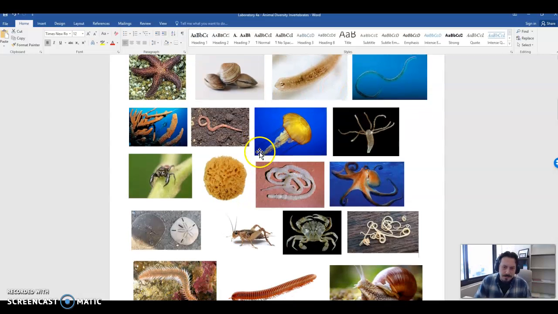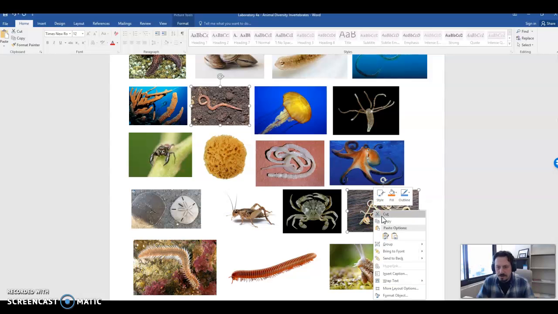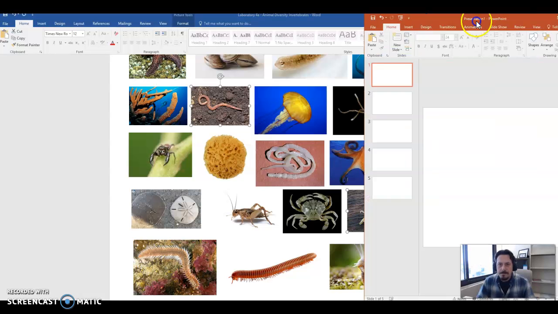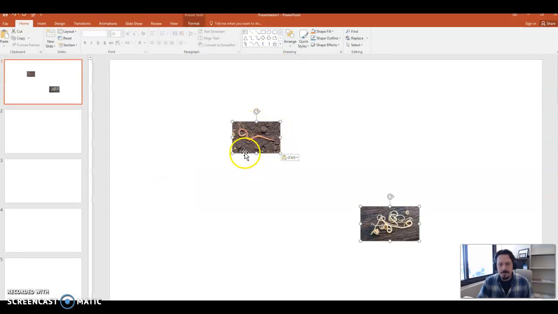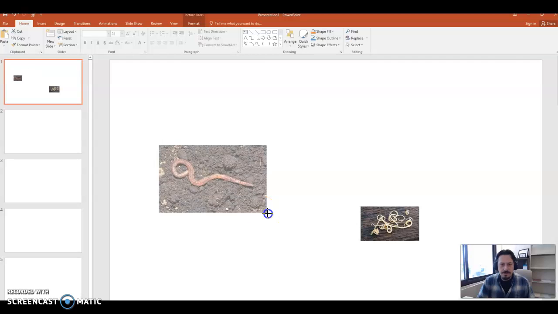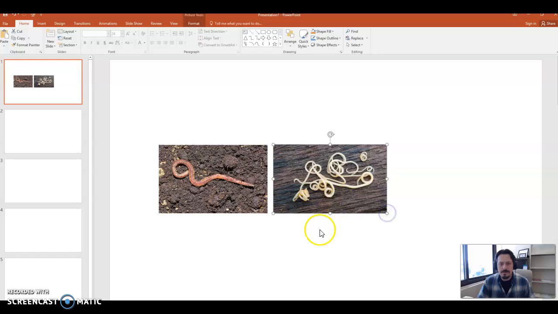For example, I might find that this worm here, which looks like an earthworm, and this one over here, which looks similar, would be in the same group. So I'm going to take these two and copy them, so you can click copy, and I'm going to paste them onto a PowerPoint slide. So there, I have this organism and this organism, and I'm going to say that these two organisms are in the same group. Are they?